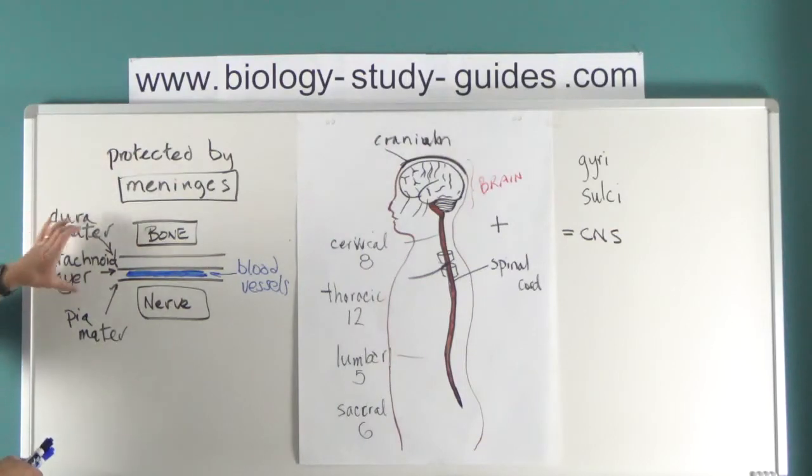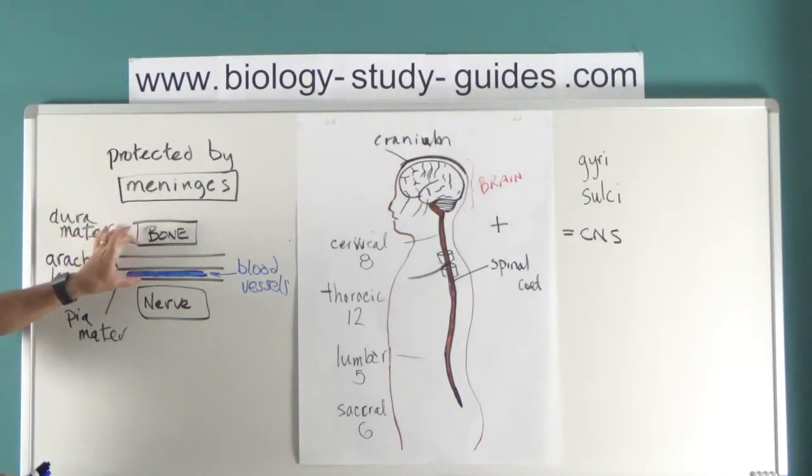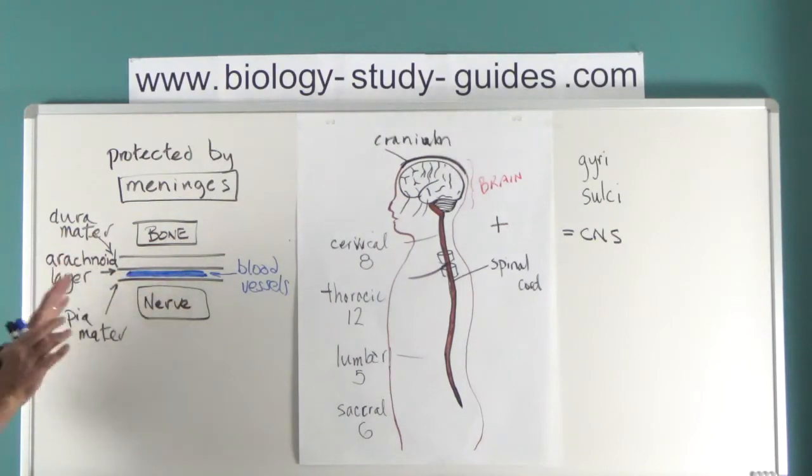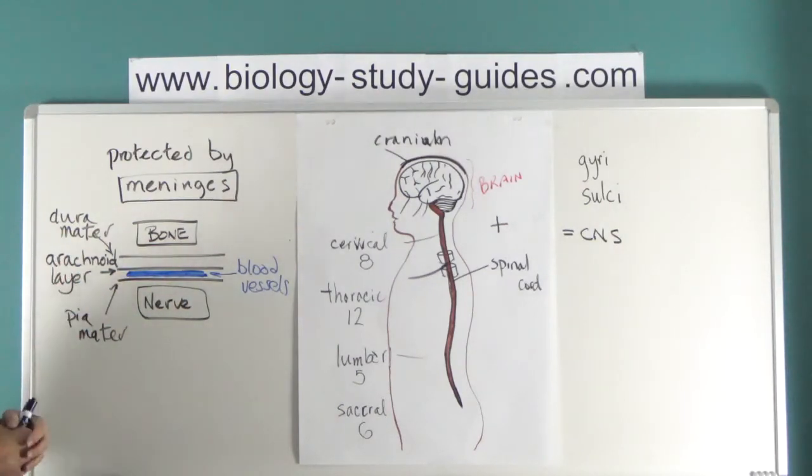If the meninges become inflamed, it puts pressure on the nerve tissue. It's not going to affect the bone too much, but if these things become inflamed and swollen, then the nerve tissue gets compressed, and that can be very, very painful.